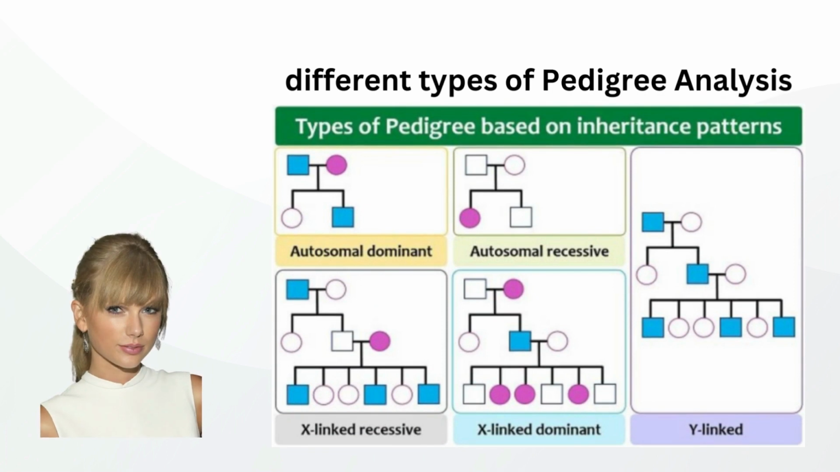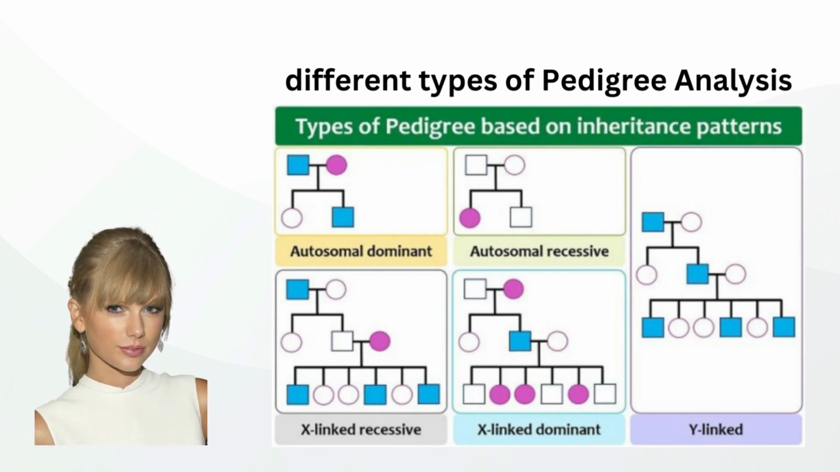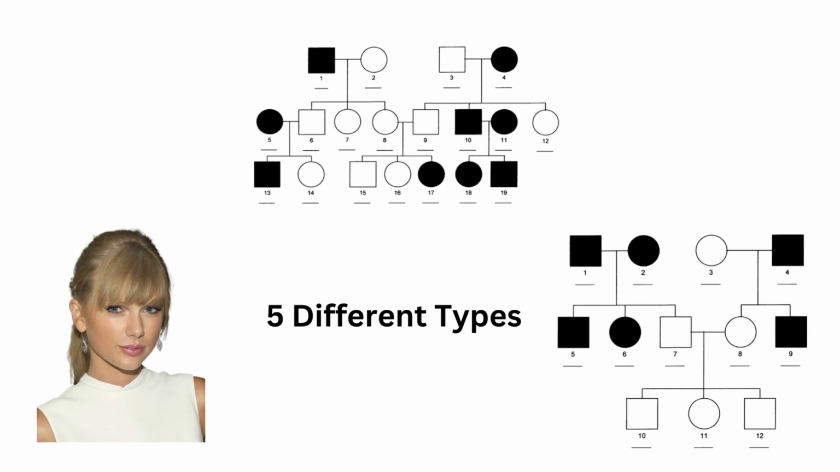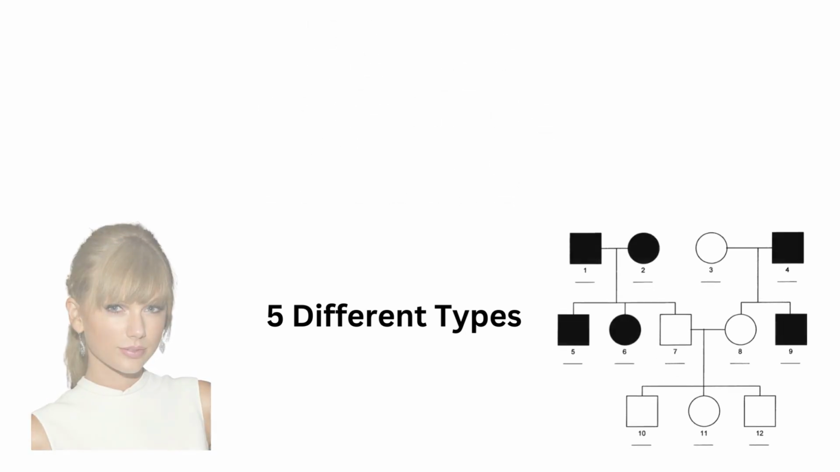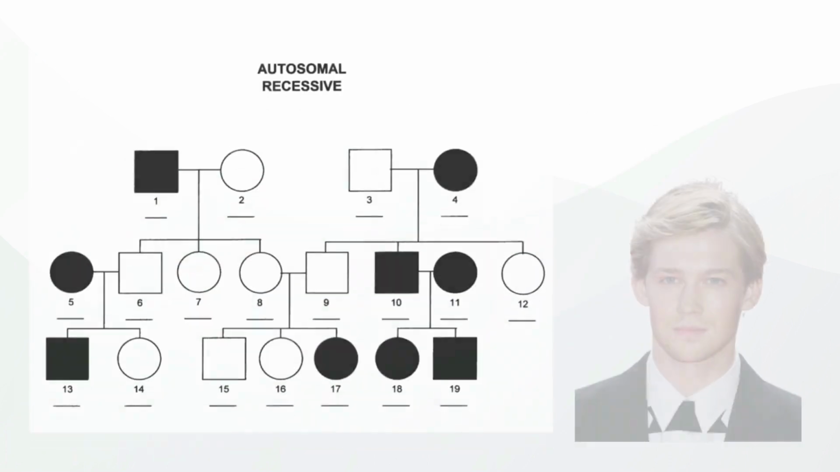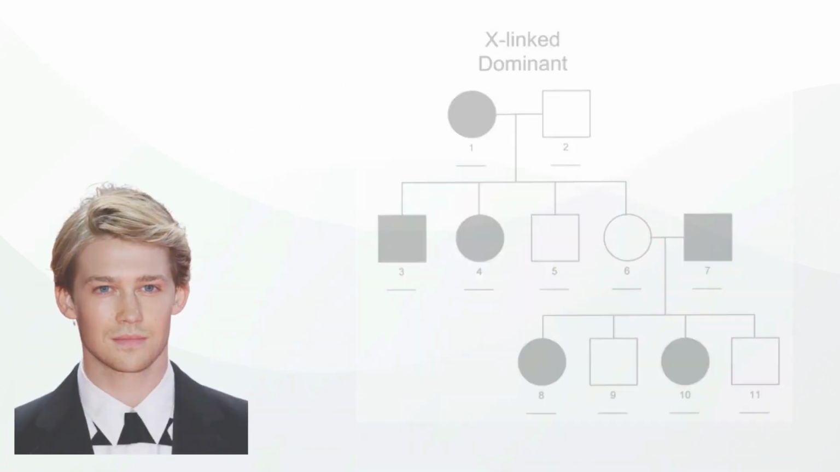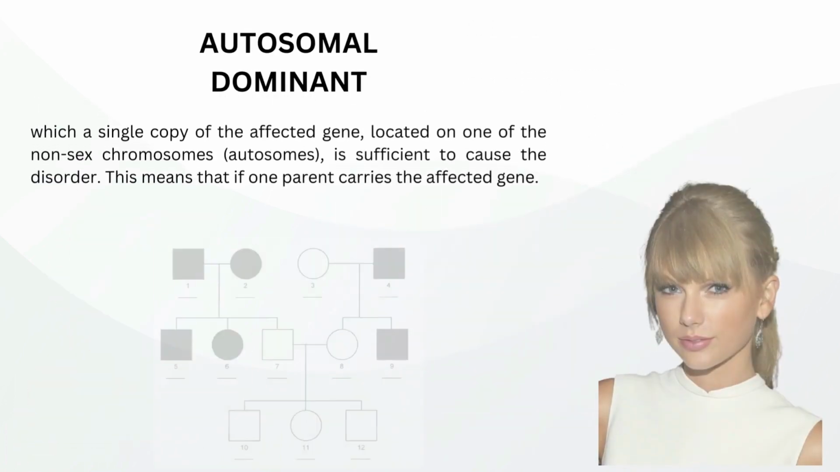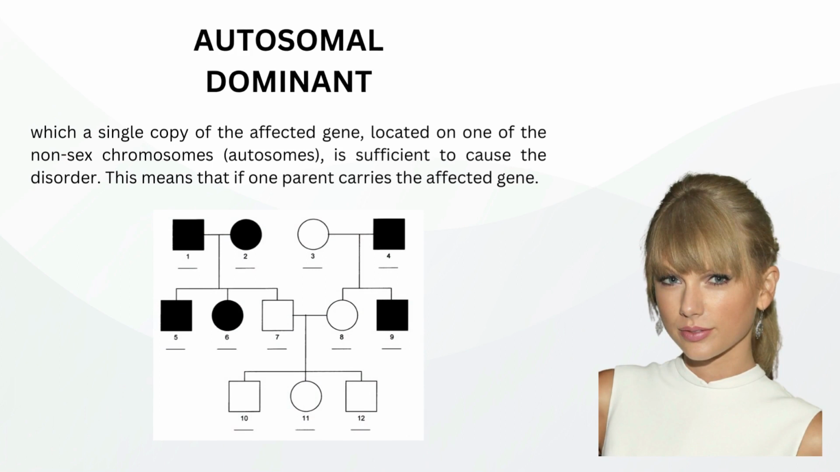Now let us look at different types of pedigree analysis, depending upon the patterns of inheritance. A pedigree chart has 5 different types: autosomal dominant, autosomal recessive, X-linked dominant, X-linked recessive, and Y-linked inheritance. Autosomal dominant inheritance is a pattern of inheritance in which a single copy of the affected gene, located on one of the non-sex chromosomes, autosomes, is sufficient to cause the disorder.